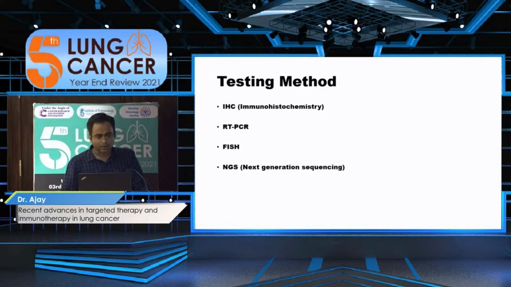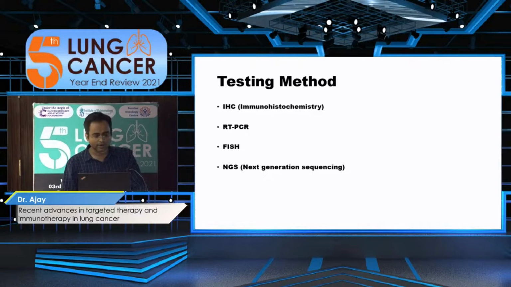And how do we detect these mutations? There are different methods, starting from immunohistochemistry, where initially we process the tumor block for the common markers we know. If those are not detected, then we go for deeper methods, either RT-PCR, FISH, or the newer method, next generation sequencing.